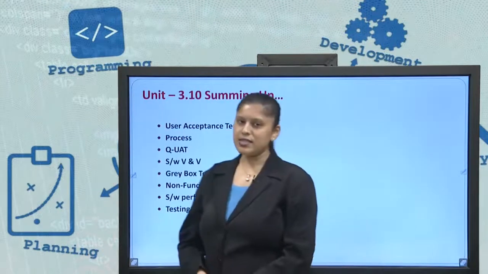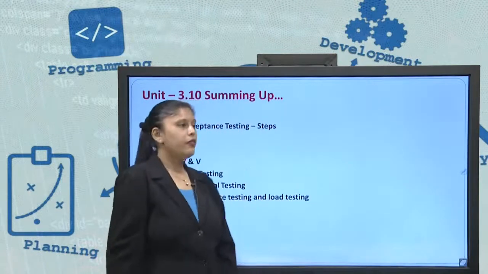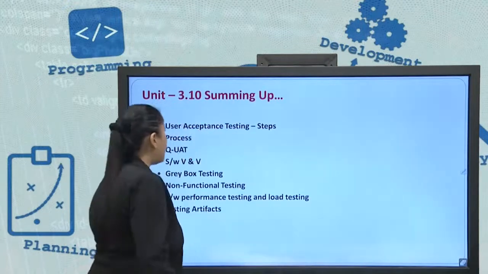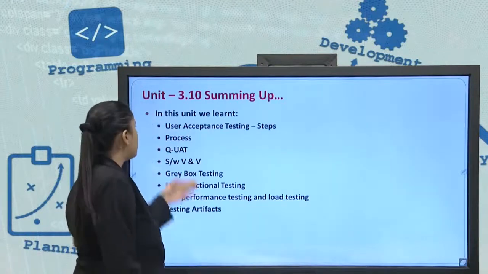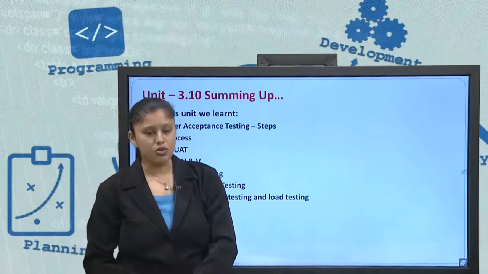Now, let us summarize what we have done in this unit 3 of block 2, wherein it was all about user acceptance testing, the processes. Let us sum it up. In this unit we have learnt user acceptance testing. We have seen the steps for user acceptance testing also.